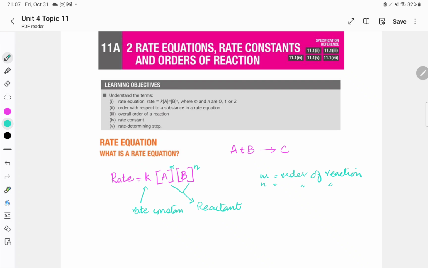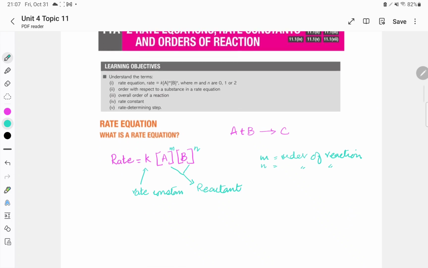Okay, talking about the order. The order of reaction can be zero order, first order, second order, third order, and so on. The orders of the reaction can only be determined with the help of experiment.